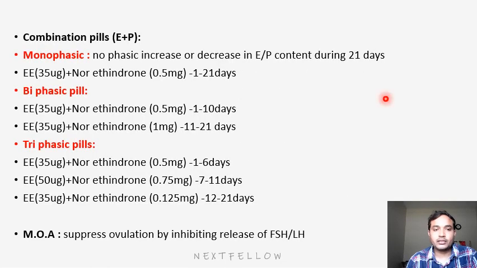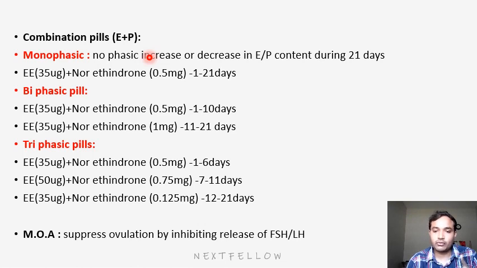So we'll see what the combination pills are. In the combination pills we have three types: monophasic pill, biphasic pill and triphasic pill. It is a combination of estrogen and progesterone. In monophasic there will be no phasic change, that means there will be no increase or decrease of estrogen and progesterone. So it is monophasic. A fixed combination will be given for the 21 days of the cycle.